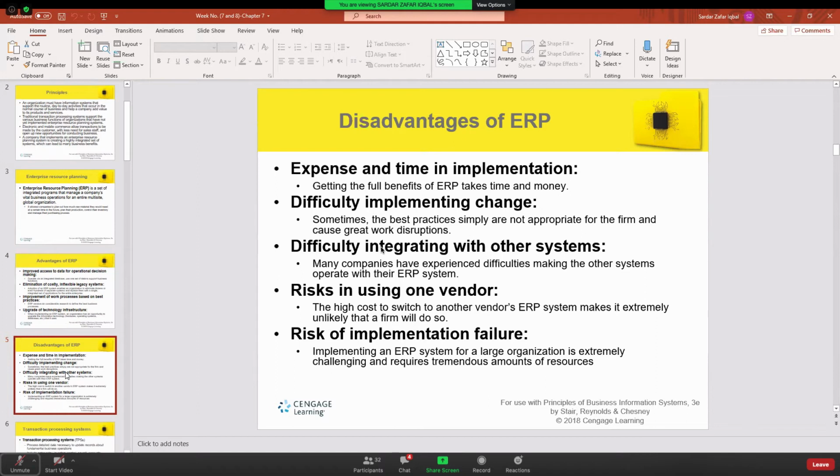Difficulty integrating with other systems. Yes, as we know, the ERP is a collection of systems, so they must integrate with other systems. For example, the registration department must work with, let's say, the quality department. So their systems must integrate with each other.